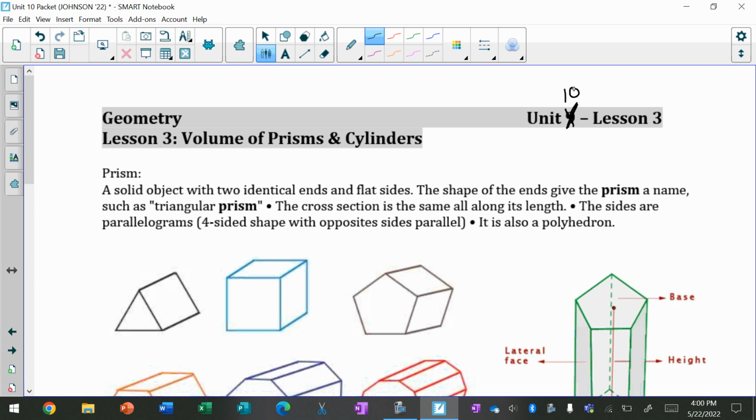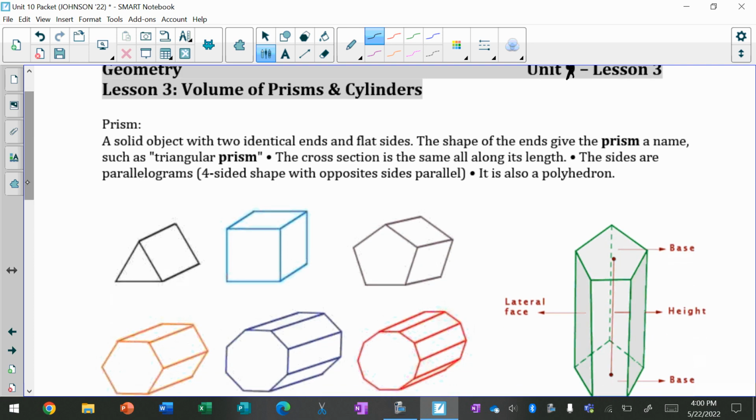All right, so I said when we started this unit, in order to calculate volume, you need to understand the concept of area. So first of all, we're going to get into what exactly is a prism. So a prism is a solid object with two identical ends and flat sides. The shape of the ends give the prism a name, such as a triangular prism. So this shape right here, that is a triangular prism.